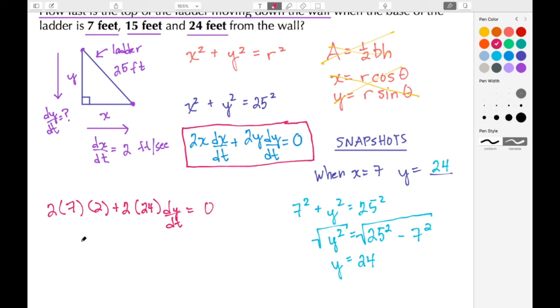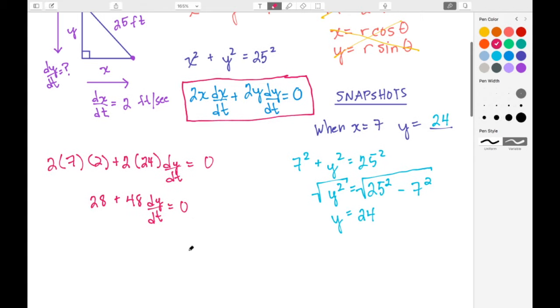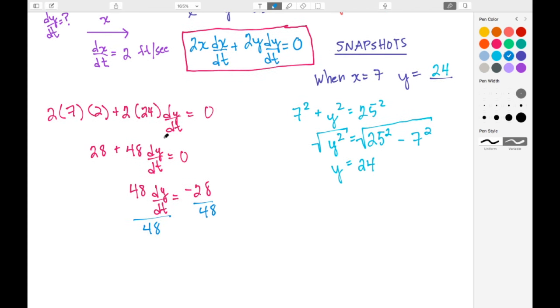At this point, we begin to simplify. 2 times 2 gives me 4, and then 4 times 7 gives me 28, plus 2 times 24 gives me 48, and then I tack on my factor of dy/dt. What I have to do now is subtract 28 from both sides, so I'm left with 48 dy/dt is equal to negative 28. Now I'm going to divide everything by 48. So these 48s cancel, and I'm left with dy/dt is equal to negative 28 over 48.